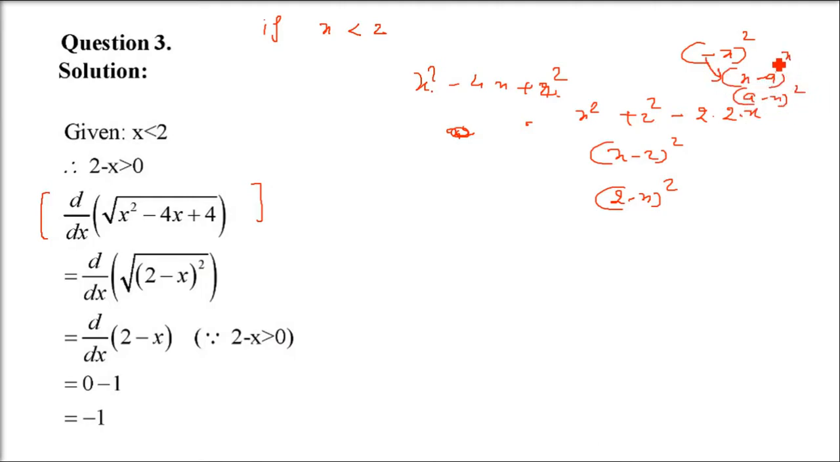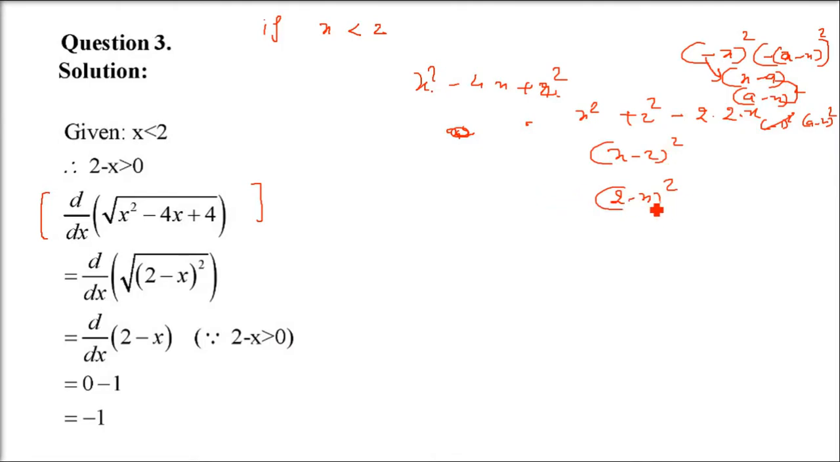Because if you take minus common from either of these, it will transform into the second one. If you take minus (a minus x) whole square, minus square is 1. So x minus a you can always change as a minus x, and a minus x you can always change as x minus a. That is why we change x minus 2 to 2 minus x.